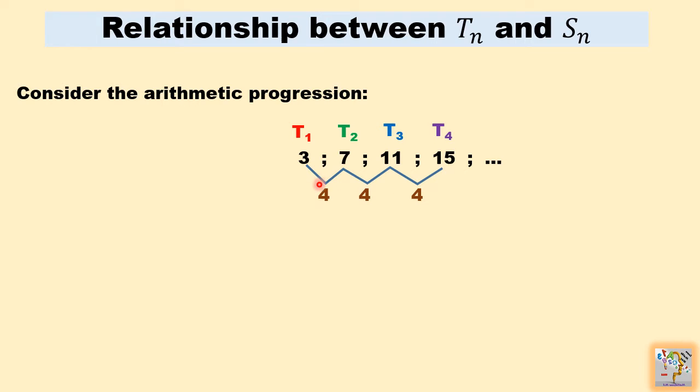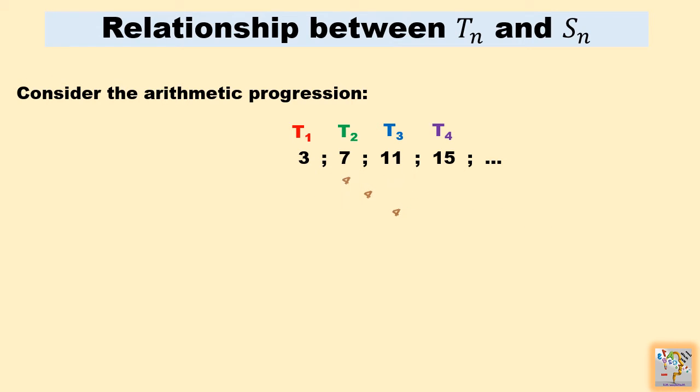So it has a constant first difference, which is 4. Now we can easily investigate, because I indicated at the beginning that the relationship between Tn and Sn can only exist provided the sequence is arithmetic, and this one is arithmetic. That makes our job easier.